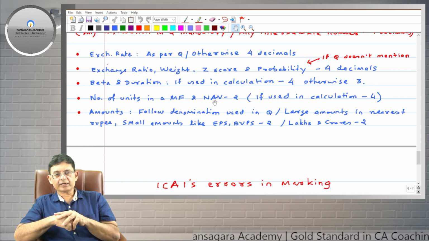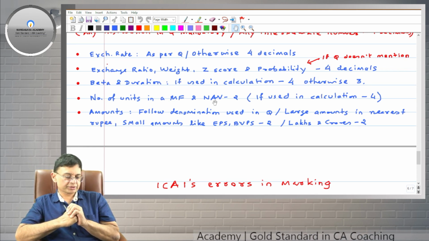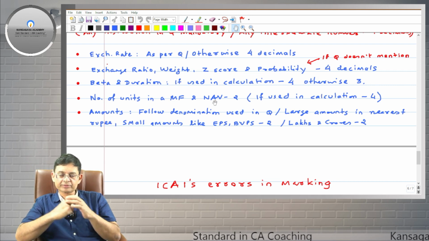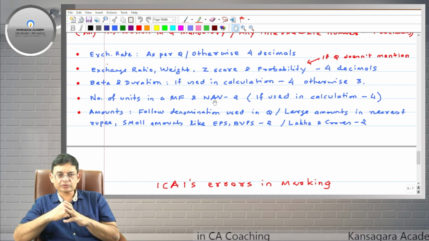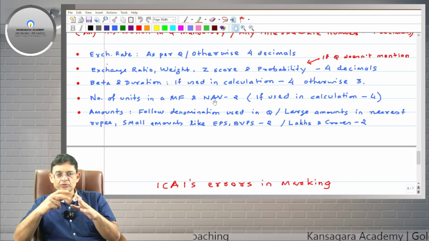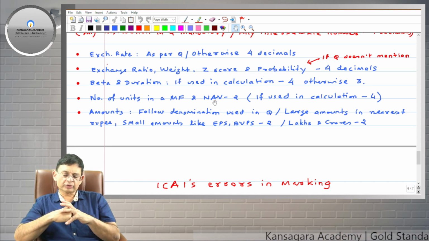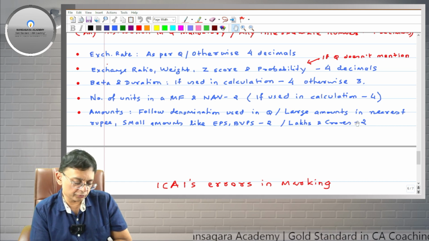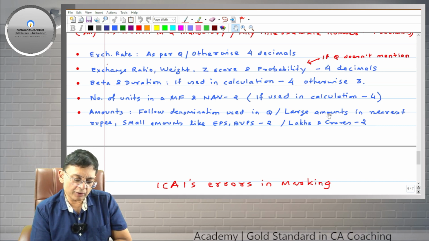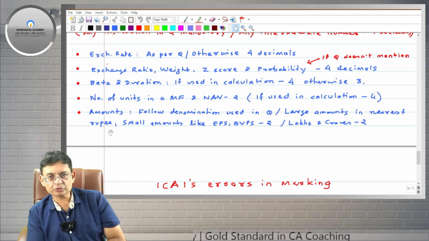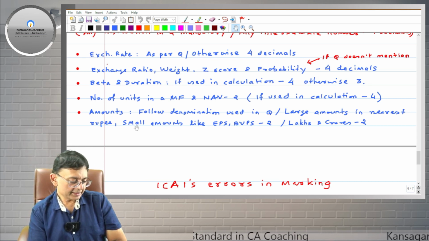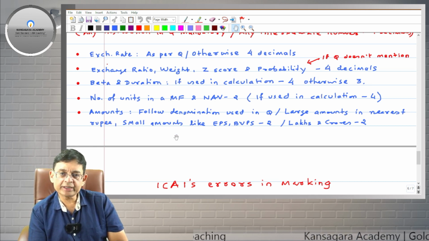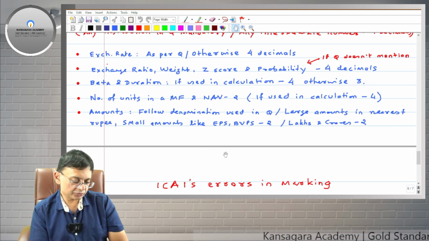Okay. Then amounts, how you will write amounts. So here follow the denomination given in the problem. If the problem writes figures in rupees in thousands, or lakhs or crores, then follow that. And figures in lakhs and crores are generally rounded off up to 2 decimals. Then large amounts are rounded off to the nearest rupee. You need not write paisa. Then small amounts like EPS and book value per share are rounded off up to 2 decimals, students.